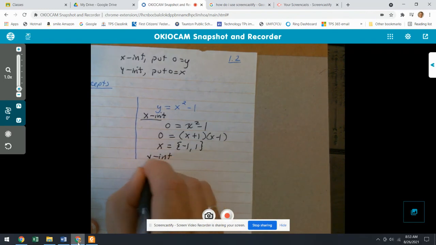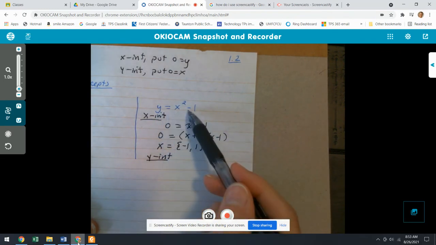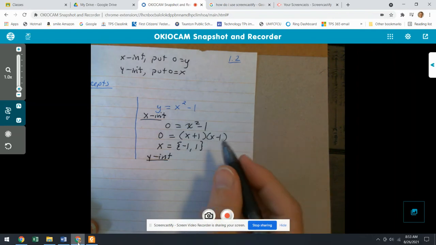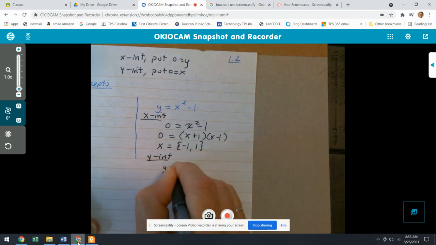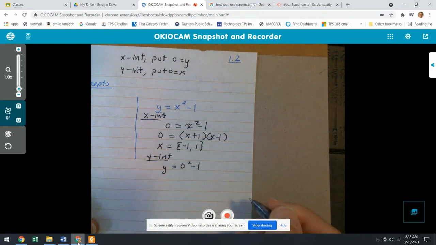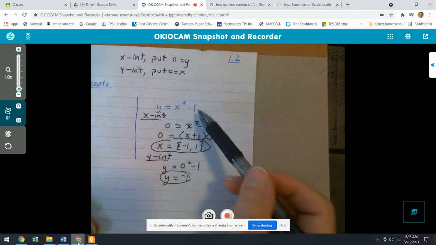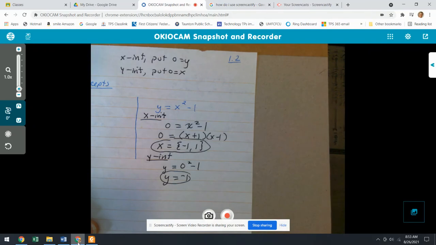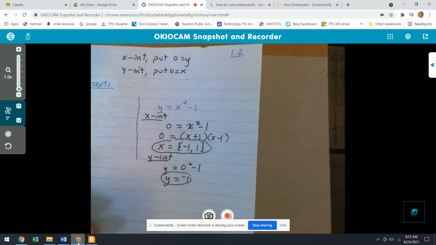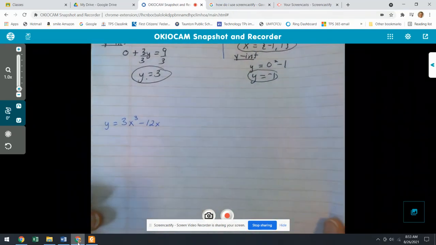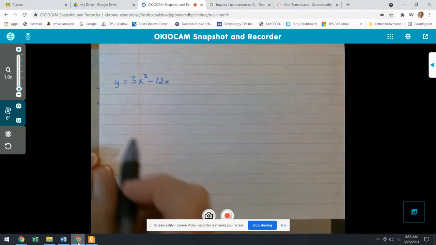To find the y-intercepts, we're going to take our original equation and put in 0 for x. So y equals 0 squared minus 1. 0 squared is 0, so y is just going to equal -1. So those are the intercepts for that graph. This one isn't a line, it's a parabola, which we know because we have a quadratic equation. And we'll just do this one more time for intercepts.